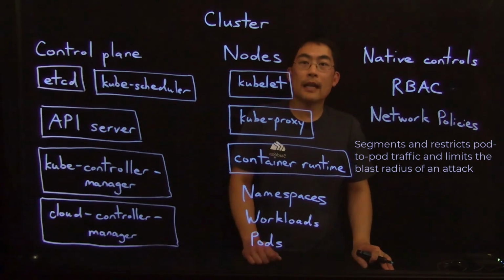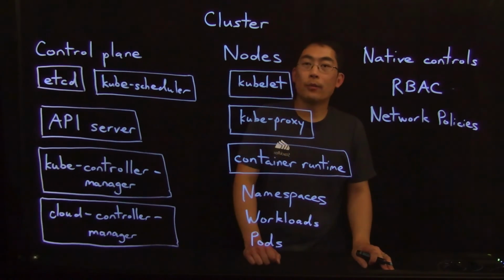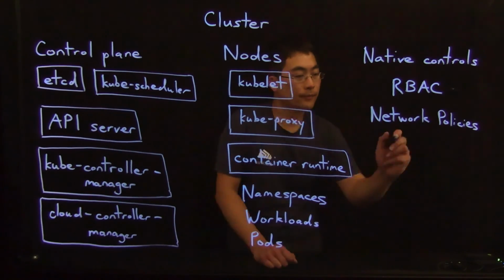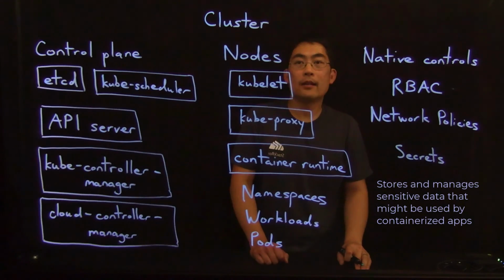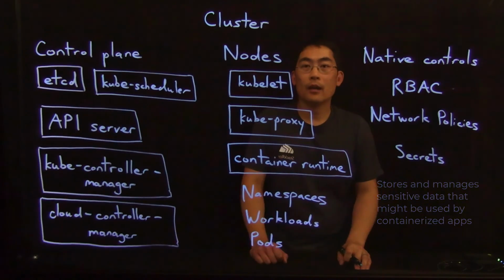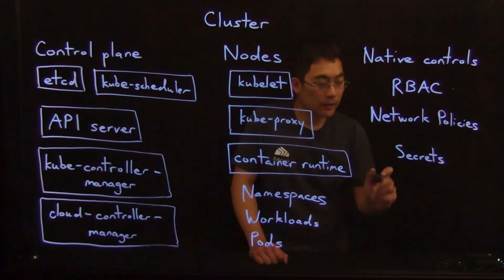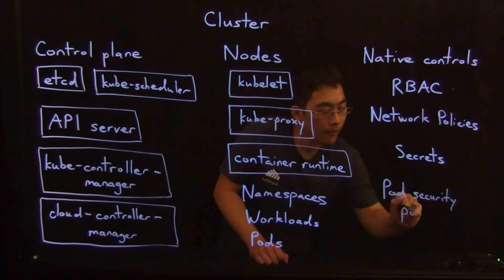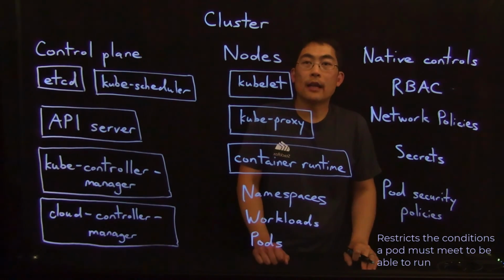These can be used to segment and restrict pod-to-pod traffic and limit the blast radius of any potential attack within your environment. A third capability that Kubernetes makes available is secrets. And this enables you to both store and manage sensitive data such as credentials that might be used by your containerized applications. Finally, another capability that Kubernetes makes available is called pod security policies. And these can be used to restrict and enforce criteria that your pods must meet in order to run within a cluster.